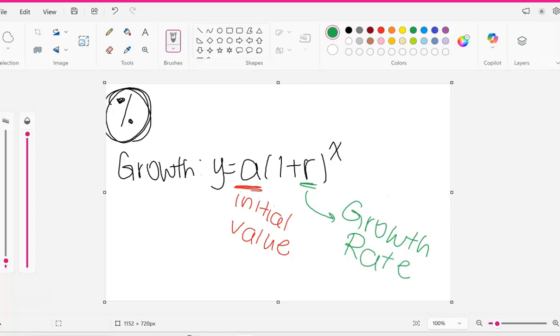R is the growth rate. Now, what's really important is, for example, if you have a growth rate of 5%, we cannot put 5% into an equation. You would have to move that decimal twice, so it's actually 0.05. Okay, that is key here when we're doing exponential growth and decay. So that is the equation for growth.